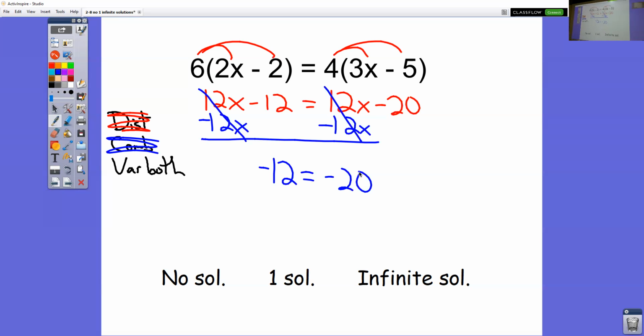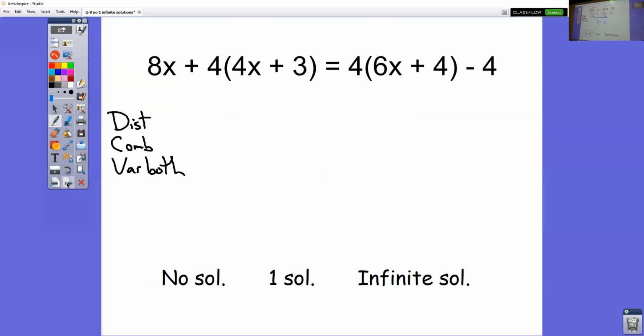My letters totally disappeared. And what I'm left with is two different numbers on different sides of the equal sign. It doesn't make any sense that negative 12 equals 20. So there is no solution. It's no solution because all my letters canceled out and I got different numbers on the two sides of the equal sign. Go ahead and try this last one, please. Pause the video.